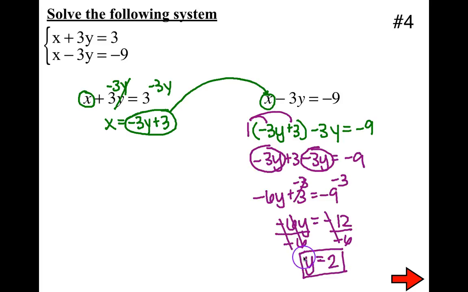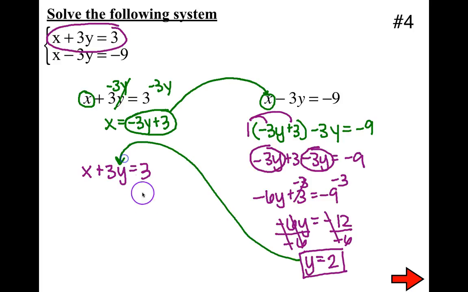But we know very well we're not done yet. We need to substitute this into one of the equations to get the other one. Now here, it really doesn't matter which one you choose, but I think using this one may be easier because it seems like most of the terms are positives. So I'm going to go ahead and substitute into that equation there, which is x plus 3y equals 3. I'm going to go ahead and take the value of y and substitute it in for y.